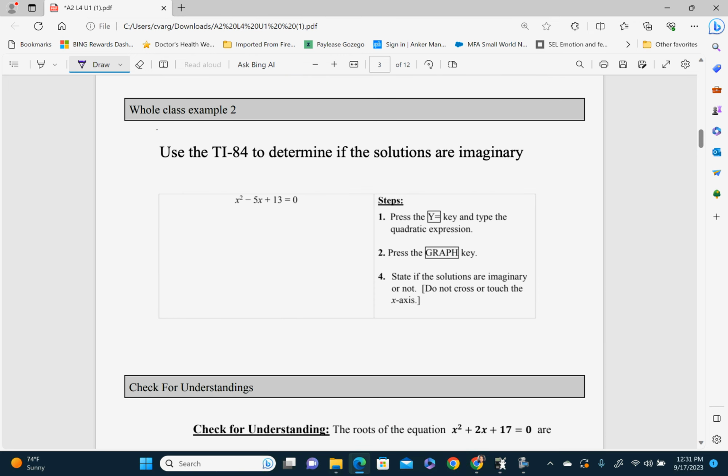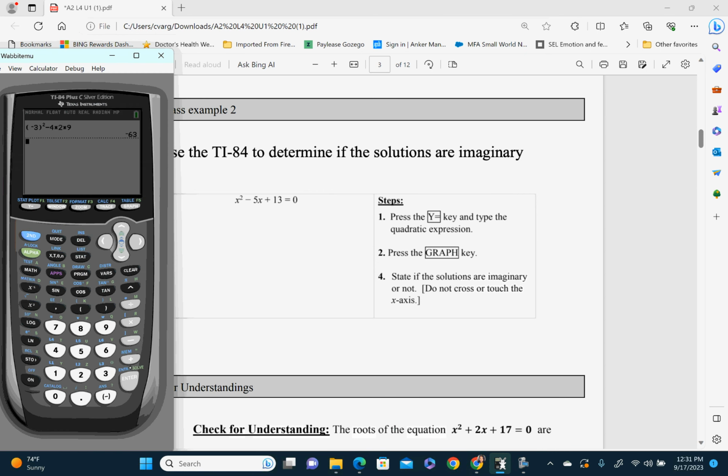All right. This one right here: use the TI-84, which is our calculator, to determine if the solutions are imaginary. So all we have to do is see if this is imaginary, and I'm going to show you how to do that. We're going to type in x squared minus 5x plus 13, and see what that graph looks like. My window is still adjusted from last time, but let's just say it wasn't. If I hit zoom and option 6, which is standard, I'm going to see something that looks like this, okay?